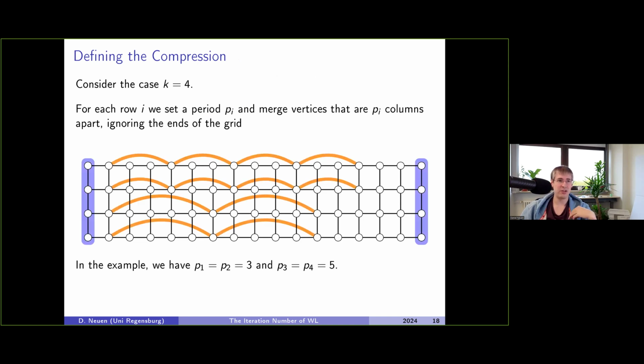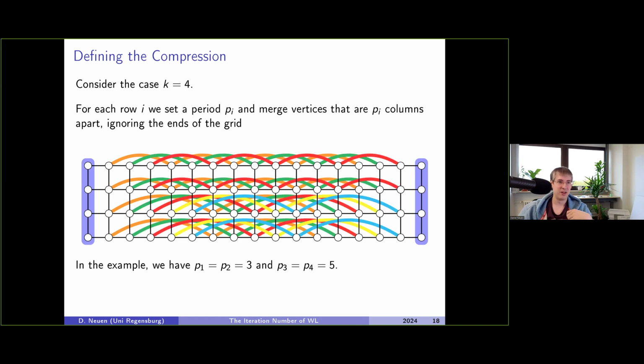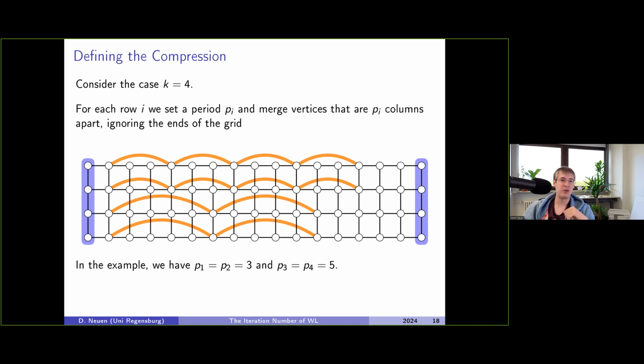Okay, so here is a picture. For example, let's say in the first row, I choose period 3. And then I will have the corresponding equivalence relation. So whenever vertices are away a multiple of 3, then I will declare them to be equivalent. And this is not only for the class that I have drawn here, but also for these guys here. And for the bottom two rows, let's say I choose period 5.